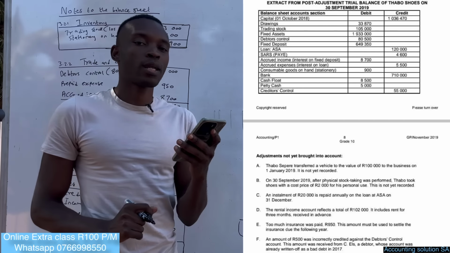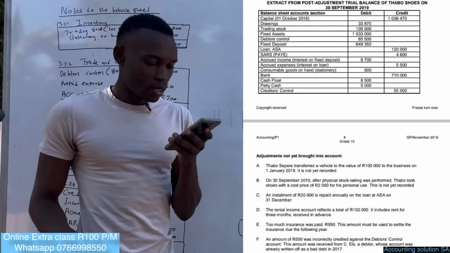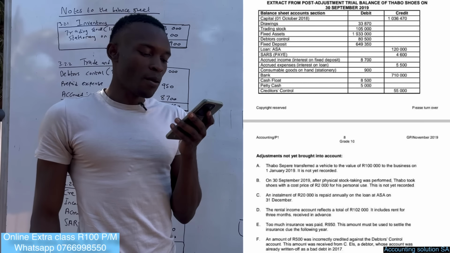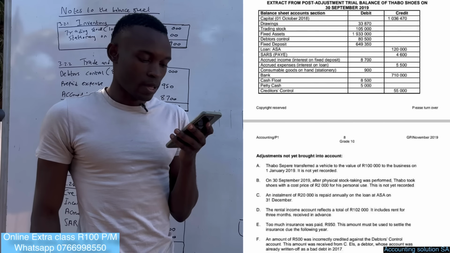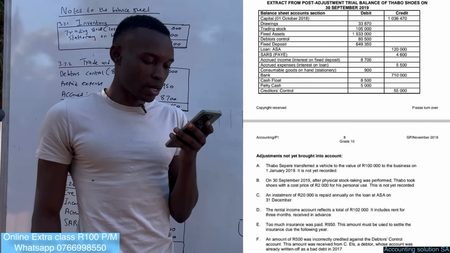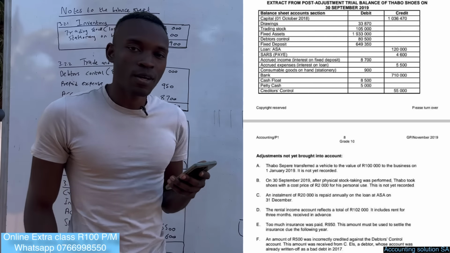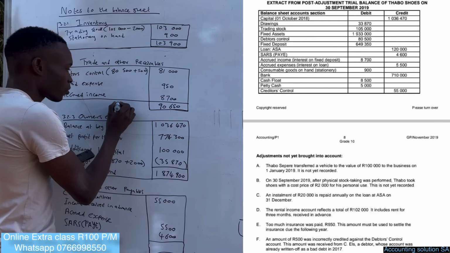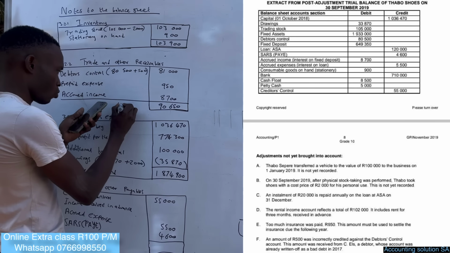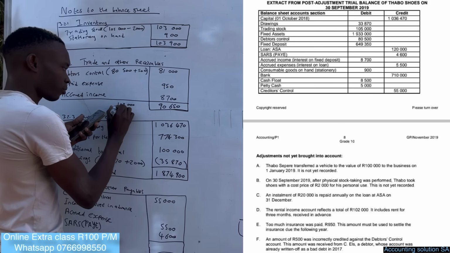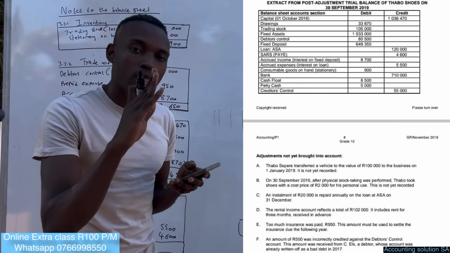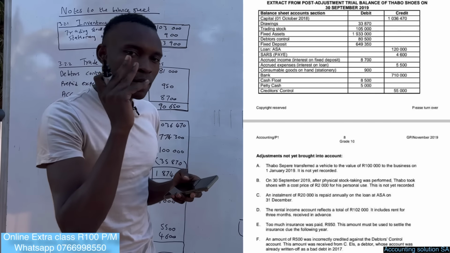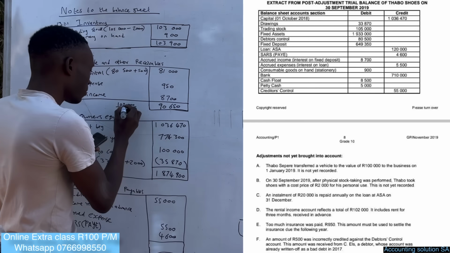Let's look at it under additional information. Additional information number D. The rent income account reflects a total of 102,000, and it includes the rent for 3 months in advance. We received rent in advance. This rent of 102,000, they paid an extra 3 months. Remember, a normal year is 12 months. They paid another extra 3 months, and they give us how many?